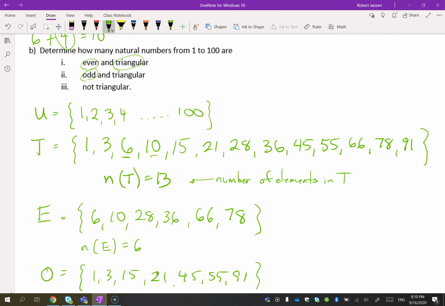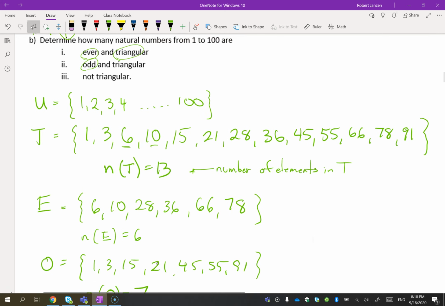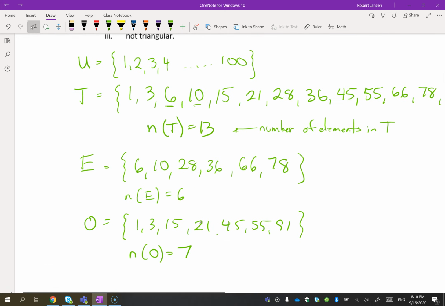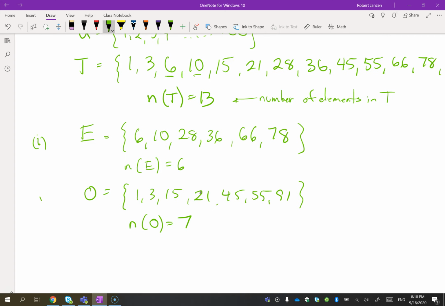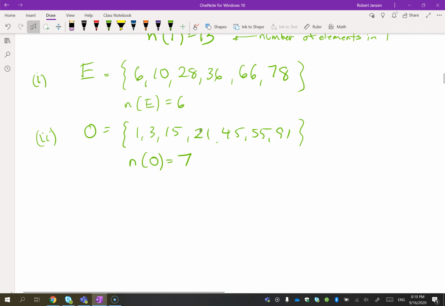Now what are we supposed to find here? We're supposed to find the number of even and triangular. That's this part right here. Then the number of odd and triangular right here. And then we're supposed to find the ones that are not triangular. So this is not triangular. They're the non-triangular numbers. How are we going to do that?